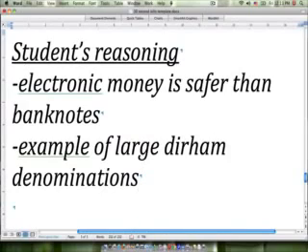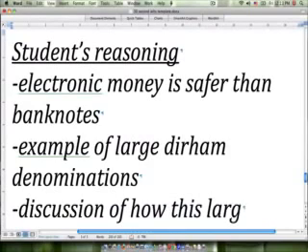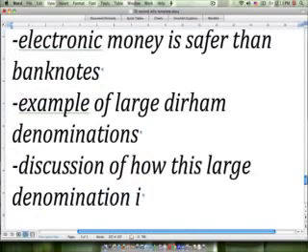Okay, now the third thing the student does is they provide a discussion of how this large denomination of cash is not safe. So, third thing is they provide a discussion of how this large denomination is unsafe. Okay. So far, their reasoning is fine. All of this makes sense. The progression makes sense.